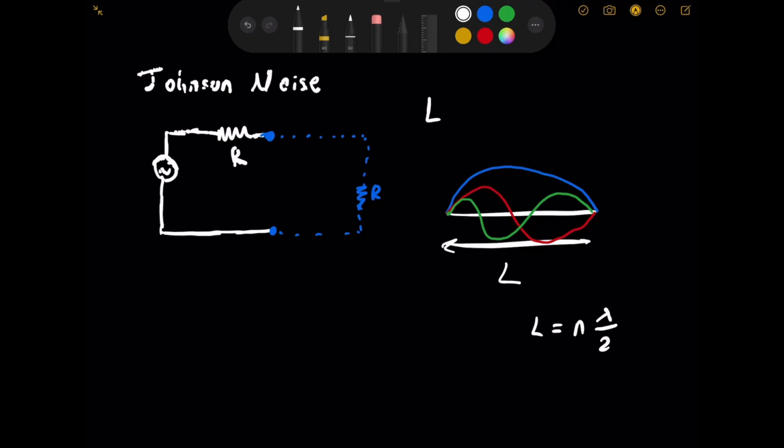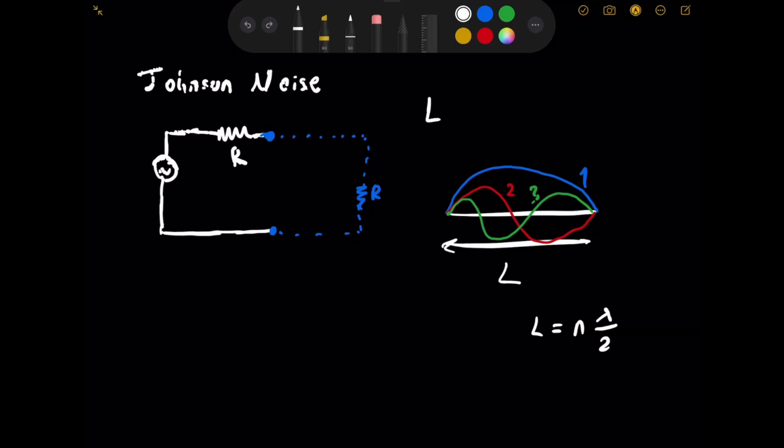So when n was 1, we fit half a wavelength. When n is 2, which is this red one, we fit a full wavelength. When n is 3, you get the green one. I hope you get the idea, right? This is a really important restriction on the number of wavelengths we can fit for a given transmission line length, okay?